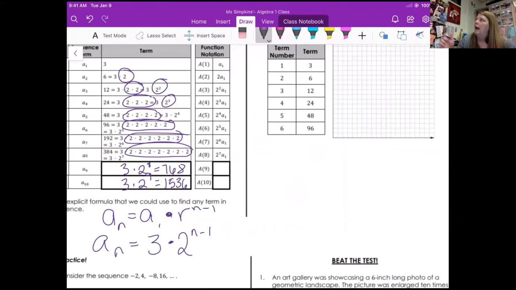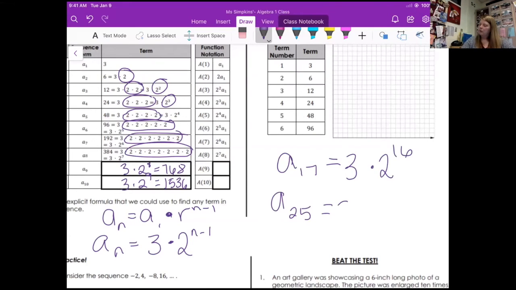We're not going to use this graph or anything, so you can write underneath it. We're going to find the 17th term, and then we're going to find the 25th term. So if we're finding the 17th term, we would do 3 times 2 to what exponent? 16th. If we're finding the 25th term, we would do 3 times 2 to the 24th. So go ahead and try to calculate those two answers. You don't need to show me on these. I'll look at a different one.